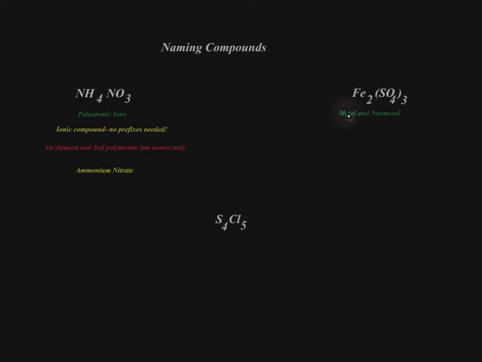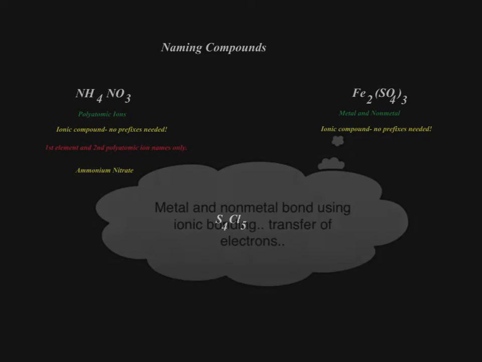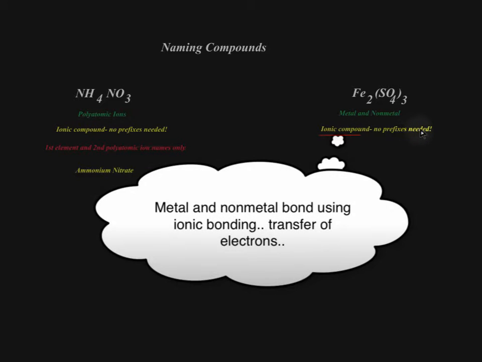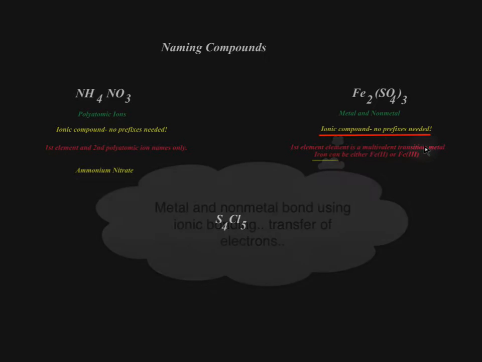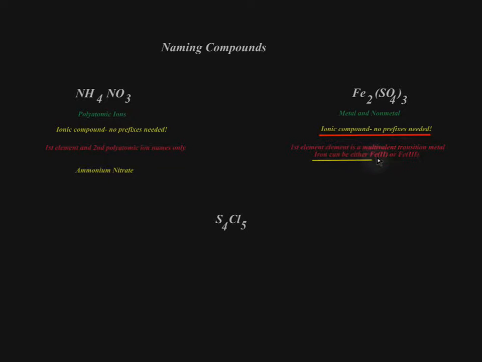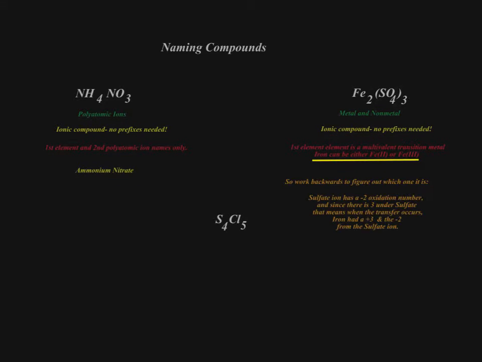Here we have a metal and a non-metal. Ionic compound, no prefixes needed. First element is a multivalent transition metal. It means iron can either be 2+ or 3+, depending on what's going on in this compound.